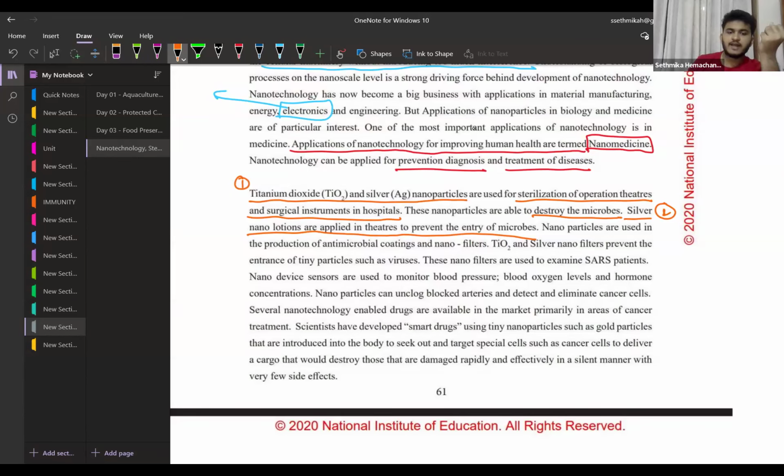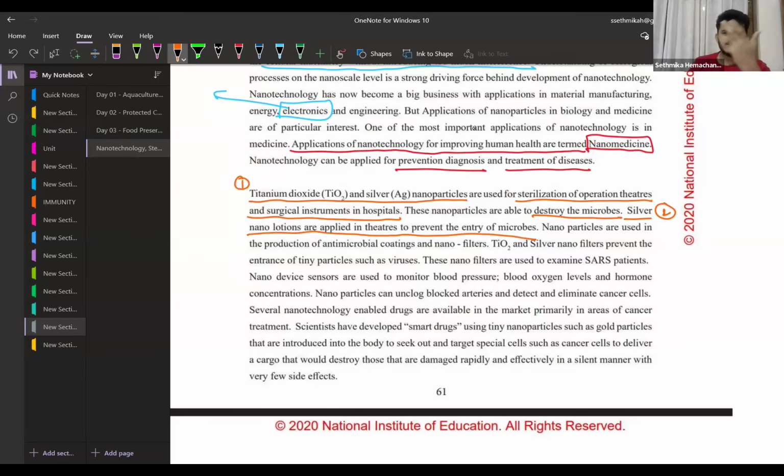Nanoparticles are used in the production of antimicrobial coatings and nanofilters. Right? Antimicrobial coatings and nanofilters. Titanium dioxide and silver nanofilters prevent the entrance of tiny particles such as viruses. So nanofilters basically filter out the microbes. Right? They do not allow microbes to get in. They filter off the microbes and only allow the stuff that is needed to come in, right?